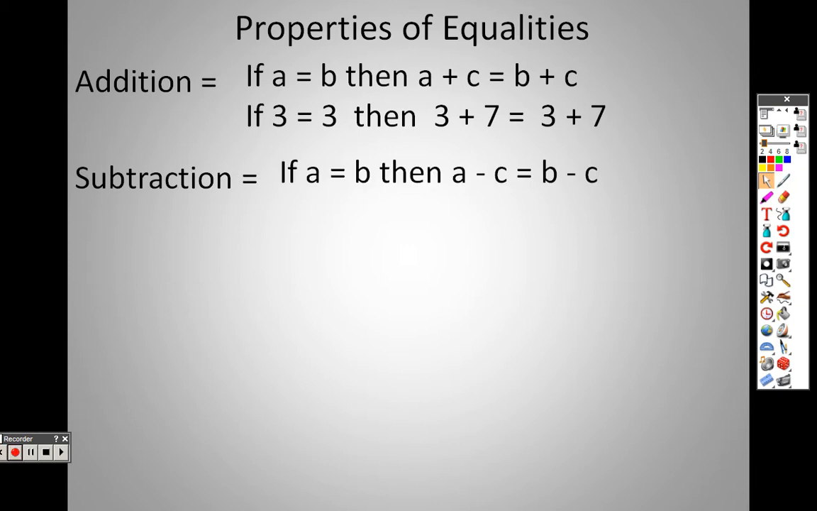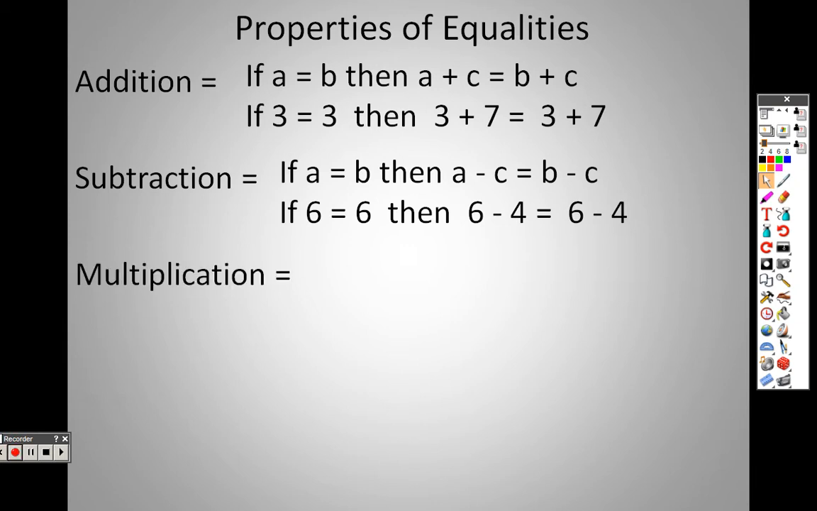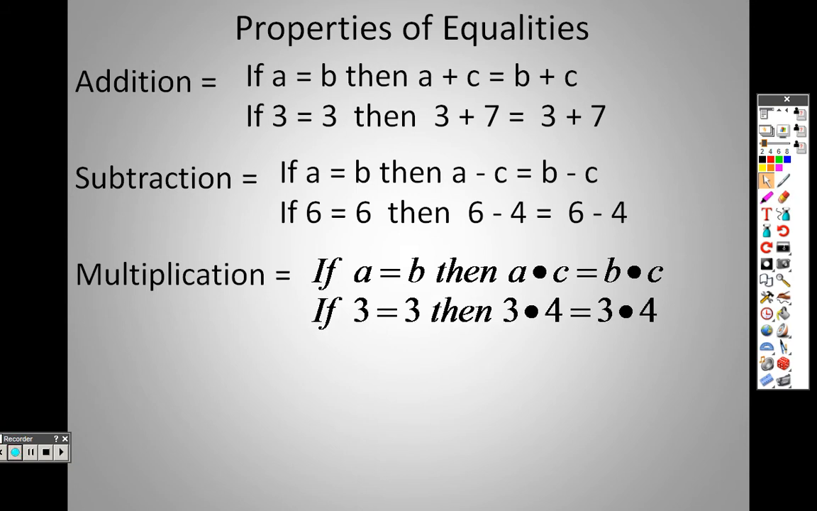Subtraction. If a equals b, then a minus c equals b minus c. What that means is if two items are the same, like 6, if I have 6 on both sides, and I'm taking a 4 away on both sides, I'll get 2 on both sides. Multiplication. If a equals b, then a times c equals b times c. So what that's saying is, if I had 3 on both sides, and I multiply both sides by 4, I would get the same answer on both sides of 12 and 12.